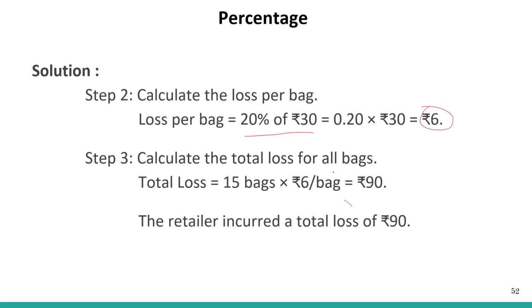Calculate the total loss for all bags. Total loss will be 15 bags into 6 rupees per bag, so it will be 90 rupees. So in this case, the retailer incurred a loss of 90 rupees.